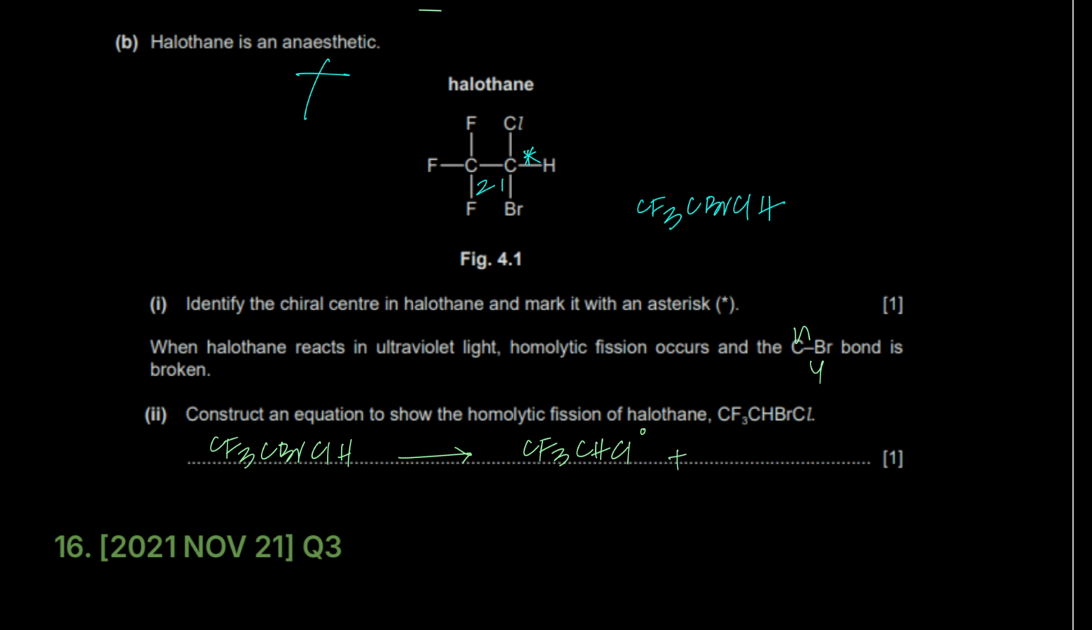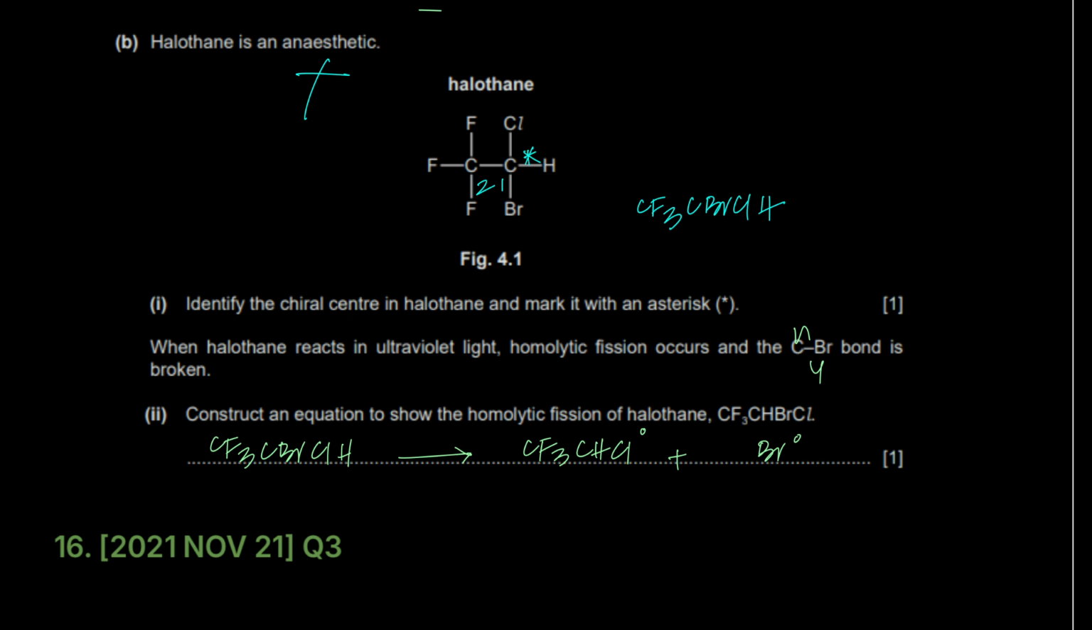And then what is left? The Br bond has been broken, right? So you just show Br with a radical sign. That's it. You can put the radical sign before or after, it doesn't really make a difference. The examiner just wanted you to show the radical signs. This is a radical, that's a radical. They broke evenly, homolytically.